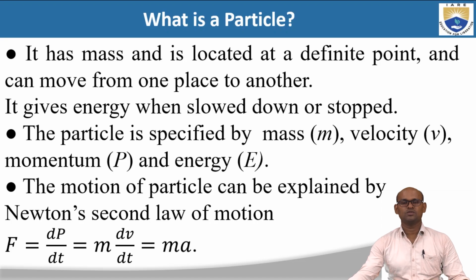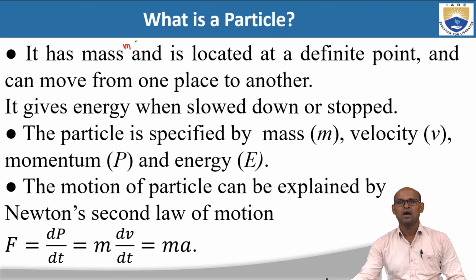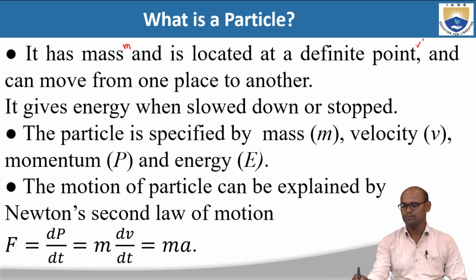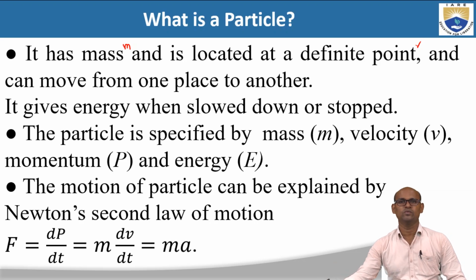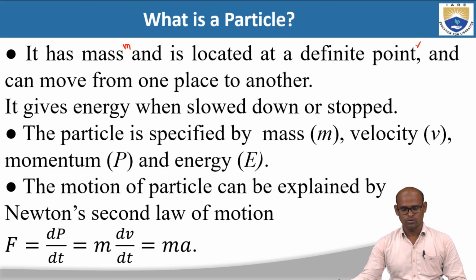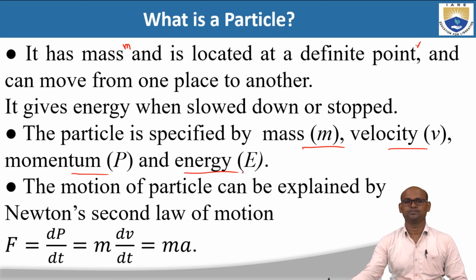Okay. So first, what is a particle? A particle has a fixed mass m. It has a definite mass m, is located at a definite point r, and can move from one place to another. This is a particle, and it gives up energy when slowed down or stopped. When a particle is moving with some velocity and you stop it, it dissipates some energy in the form of radiation or heat. The particle is specified by mass, velocity, momentum and energy.